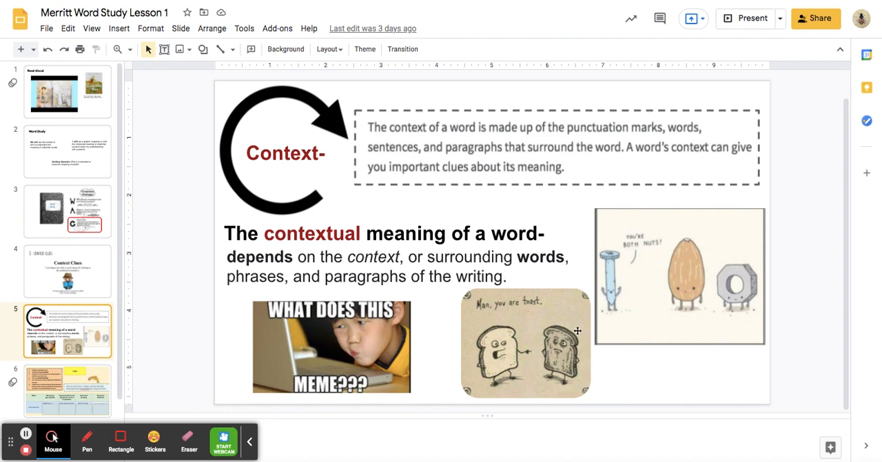When you look at these pictures, for this one, for example, you really have to look at the context. The white bread is saying to the toast, "Man, you are toast," which, if you heard somebody say that, would mean that you're in trouble. But the context of the picture is he's just telling him that he's been in a toaster. The same thing with this one. You're both nuts. That's the bolt talking to an almond and a lag nut.